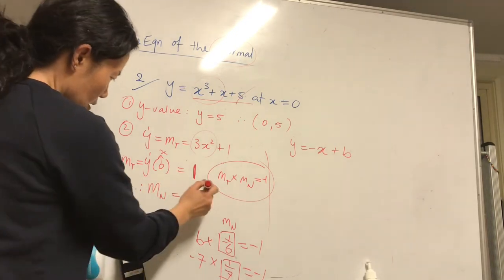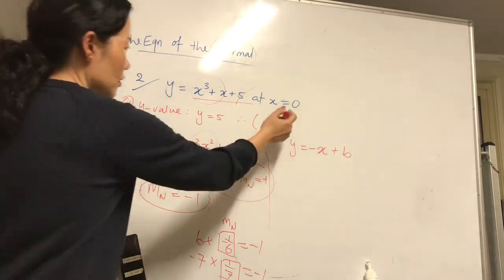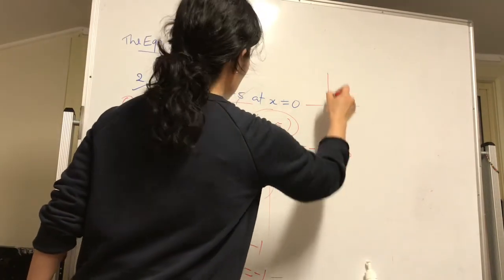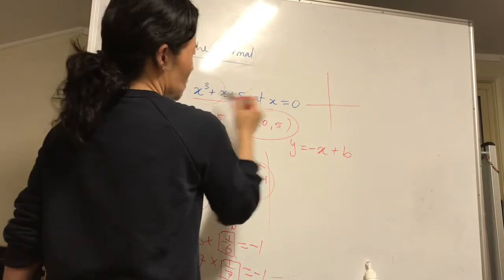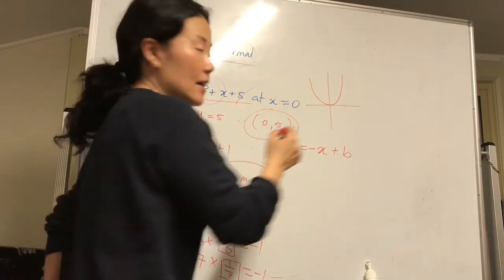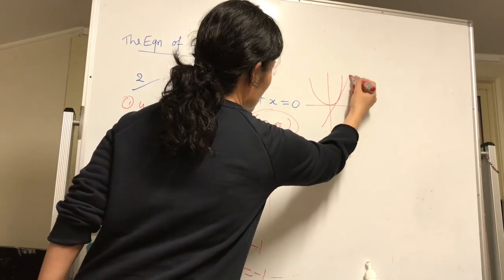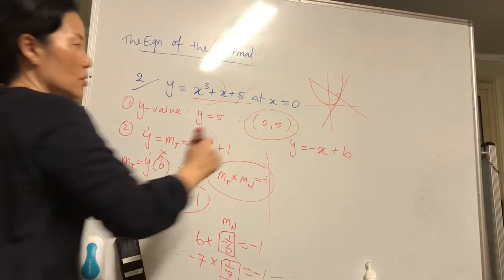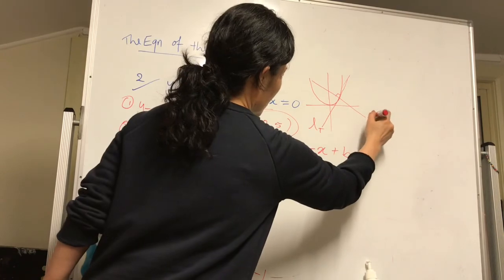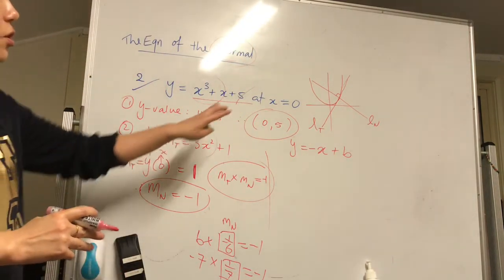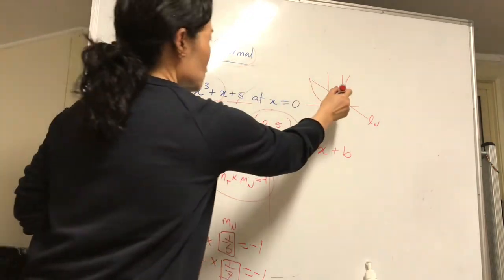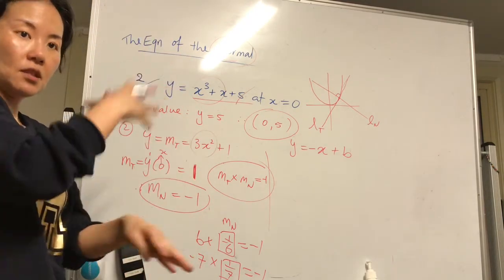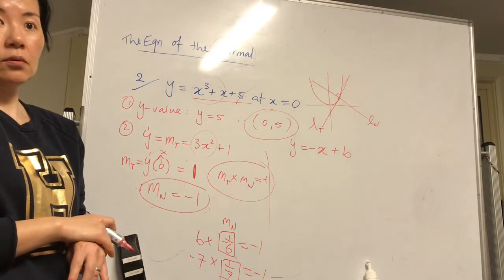Because we got the gradient, right? We got the point. Now we can find the equation of the normal. I know this is a cubic, but say it was a parabola. The tangent is like this, just touching right there. But the normal is like this, at a right angle. So this is your tangent equation, that's your normal. This is what we're looking for. That's why we need to find the gradient of the tangent first, and then do the negative reciprocal to find the equation of the normal. Okay with this?